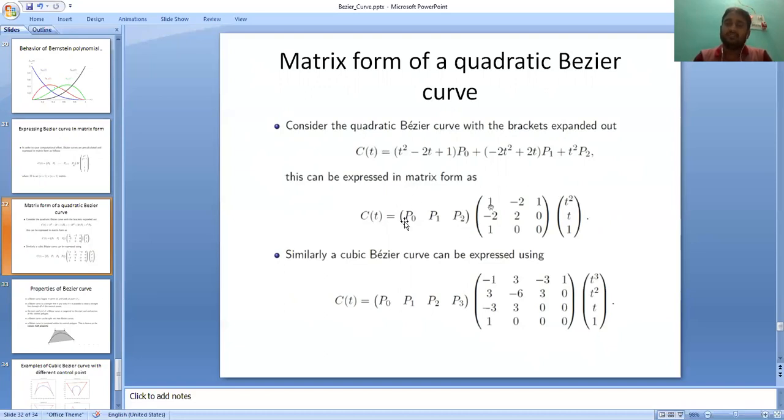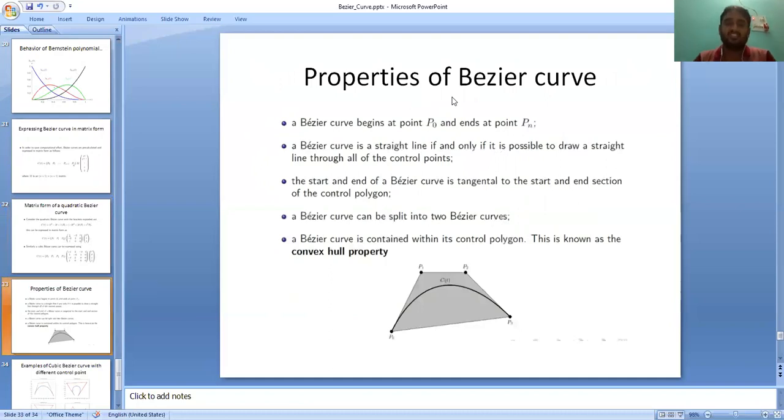What will change? The control points will change, and this will change the curve. So when the control points change, the Bezier curve will also change accordingly. We will see later how this statement is justified. First of all, we will study some properties of the Bezier curve.